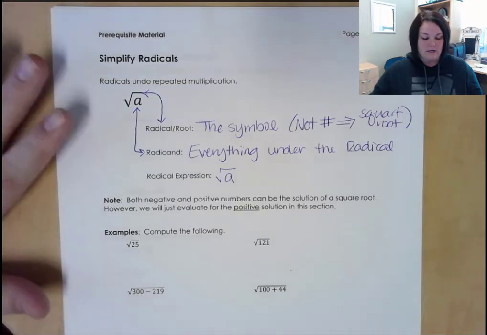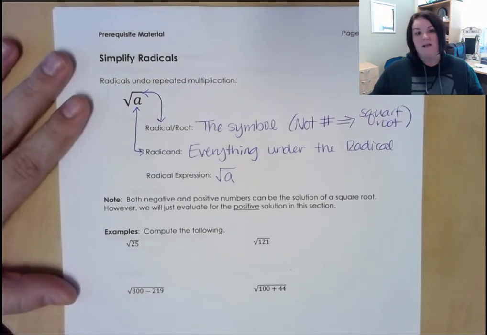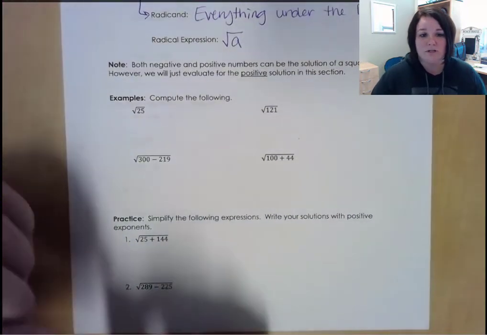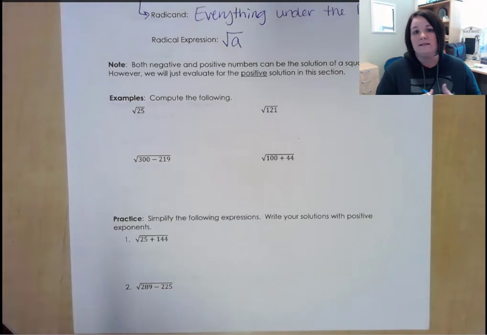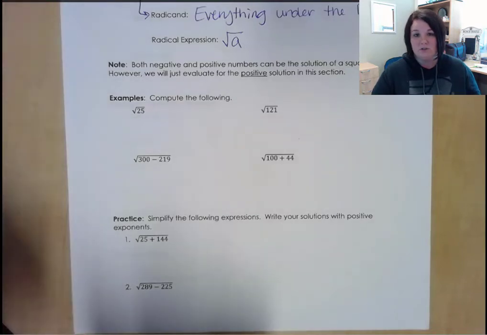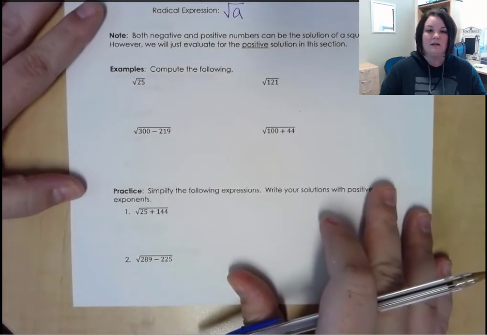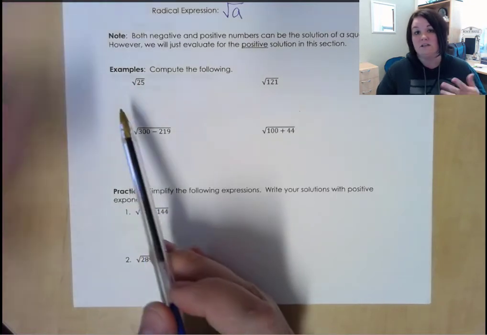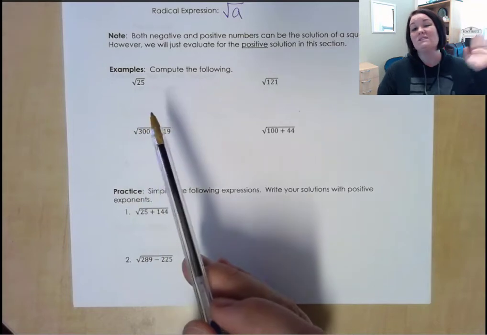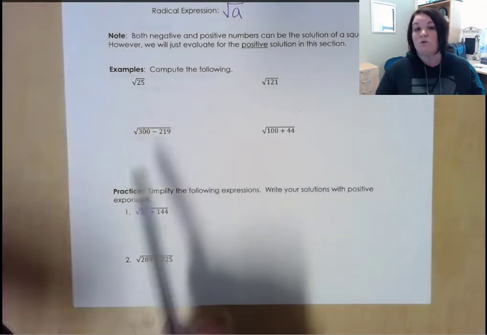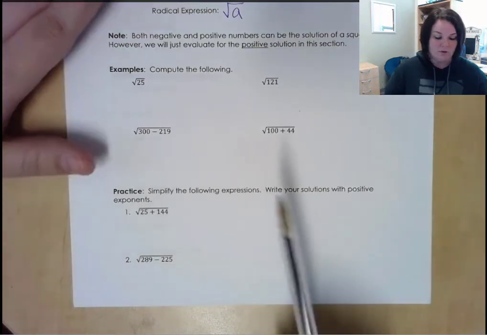All right. So both negative and positive numbers can be the solution of a square root. However, for the purposes of our class and in the Knewton software, we're just going to evaluate the positive solution for this specific section. So if there's already a square root here, you don't need to put plus or minus in front of it if that's something you've seen before. It's only when we're solving that we need to put the plus or minus. So if the radical is already there, we're just simplifying. So we want to compute the following.